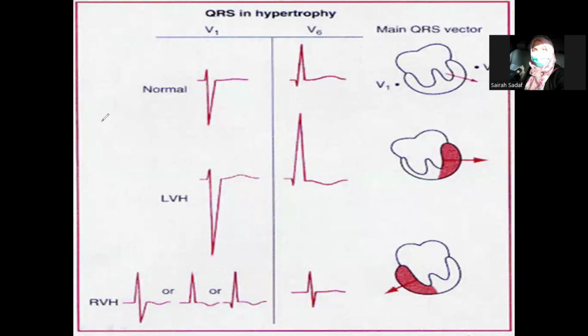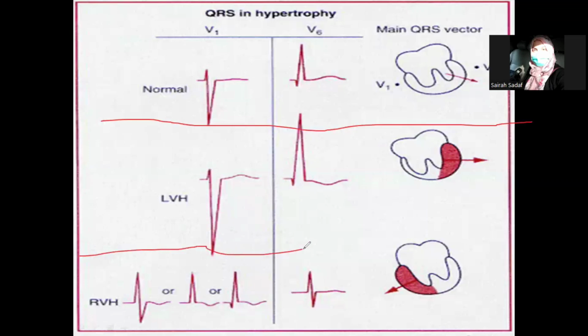Let me draw the lines. This is the normal ECG, and this is the ECG with LVH. And this is the RVH. Okay, now you have to look into lead V1 and lead V6. V1 and V2 usually represent the right heart, while V5 and V6 represent the left heart. When we look at the ECG in lead V1, in the normal situation, we have a deep S wave. And in V6, we have a tall R wave.